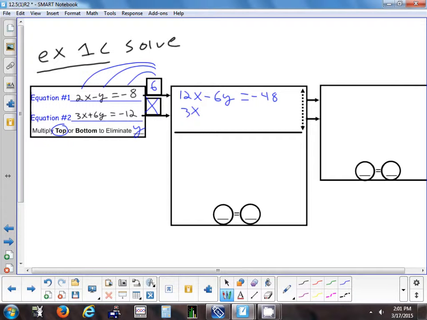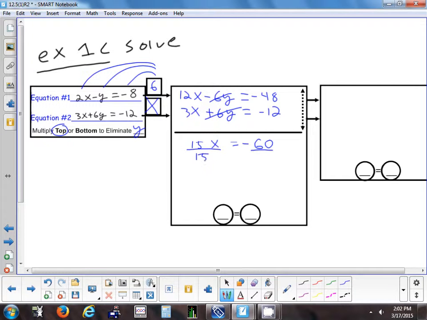Making sure you keep your x's lined up, keep your y's lined up, keep your numbers lined up. What's going to happen now when I add those equations together? What's going to cancel? 6y. Negative 6y, positive 6y. That's gone. Well, it's 15x. Okay, so let's go through it. 12x and 3x. What did you just say, Isaiah? It's going to be 15x equals 60. Close, just be careful with your sign. Negative 60.